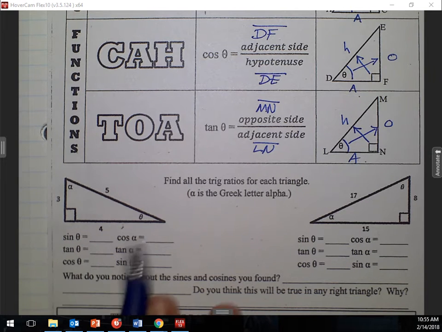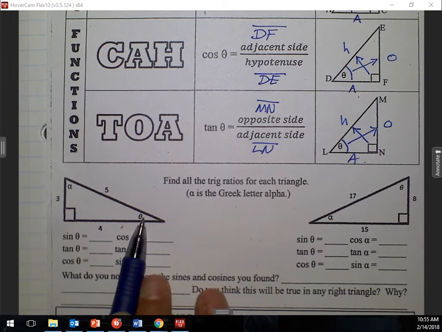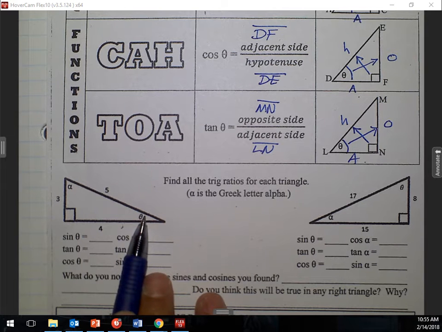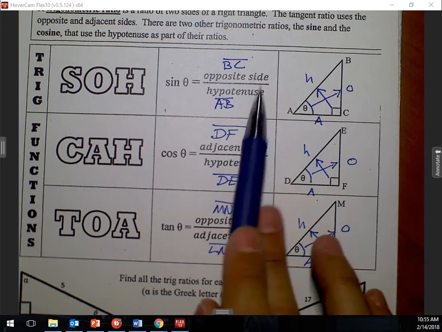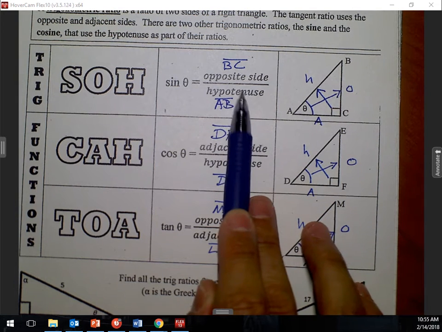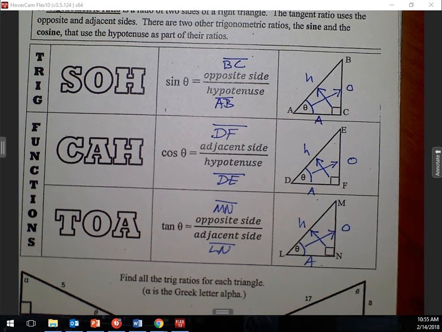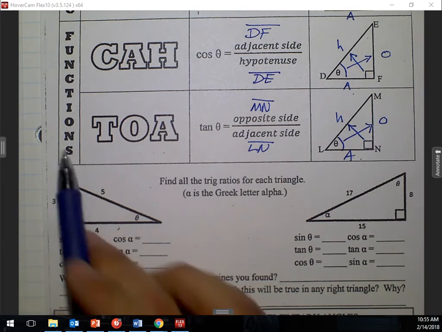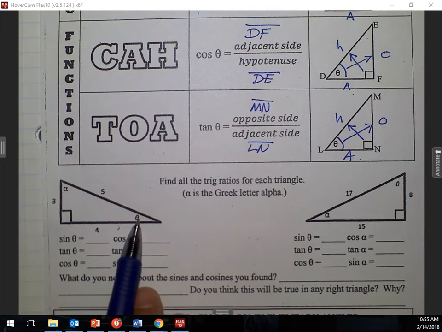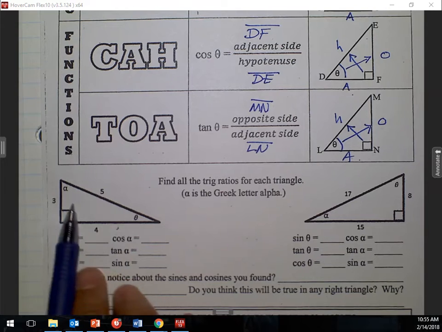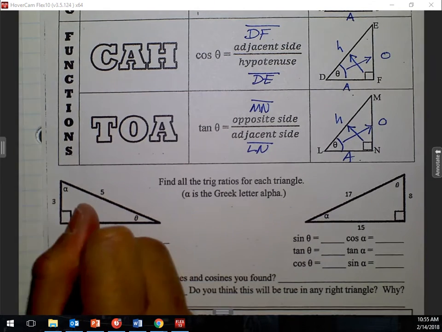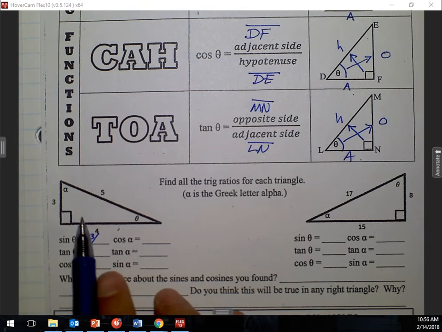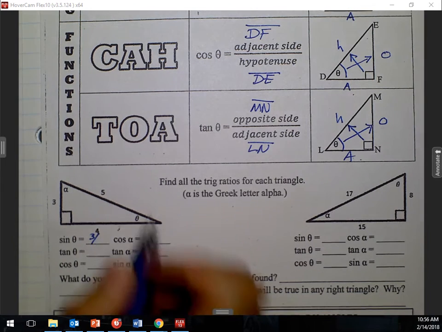So sine of theta. So let's see. If this is theta, that's where my reference angle is. That's where I'm starting. Sine is what? Let's go back to the top. Sine is opposite over hypotenuse, right? Opposite over hypotenuse. So for sine here, the opposite of my theta is 3, over my hypotenuse, in this case, 5. Very good.